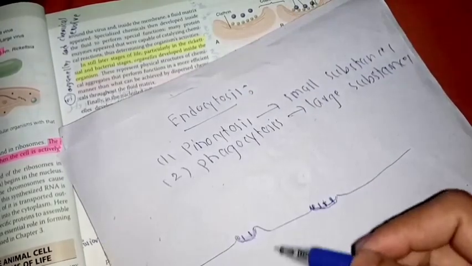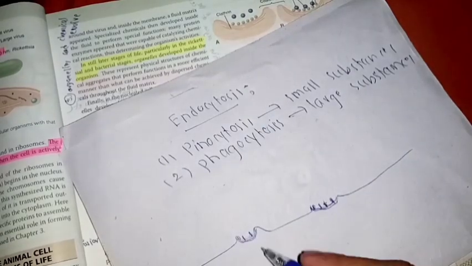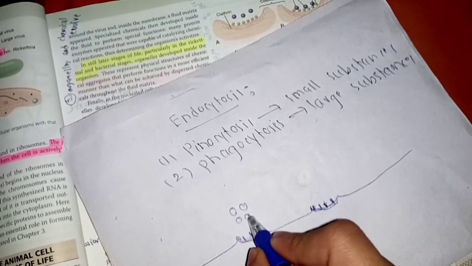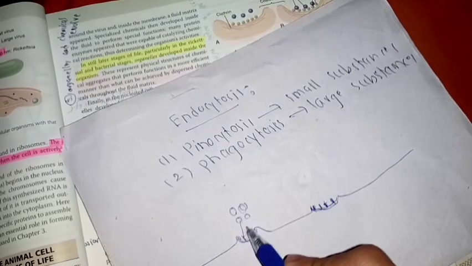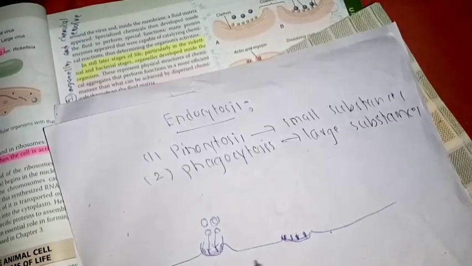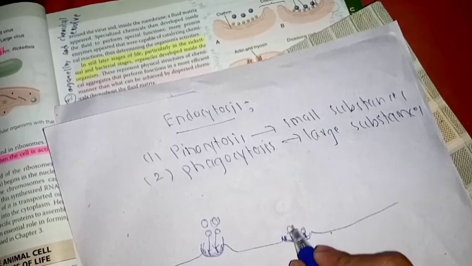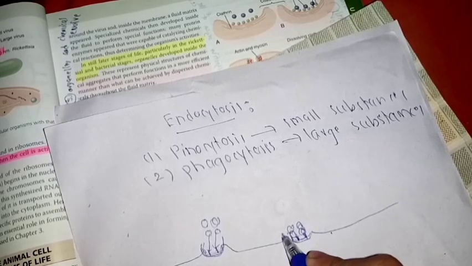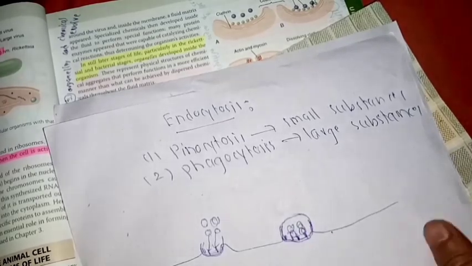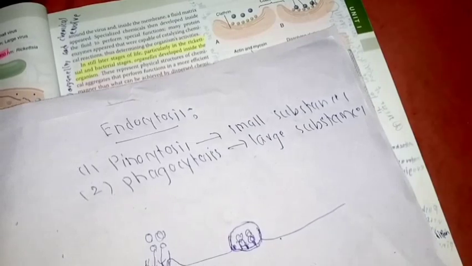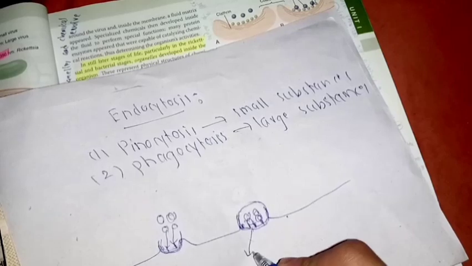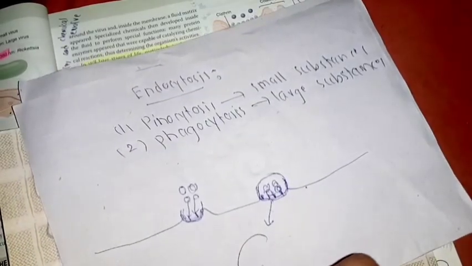If any substance has to go into the cell through endocytosis, it will first attach to this receptor. For example, this is the molecule which has to be carried into the cell. It will first attach to these receptors, and after attachment to these receptors, the sides of the coated pits evaginate outside. The evaginations eventually enclose and form endocytotic vesicles. These vesicles then eventually become detached from the cell membrane and go into the cell.